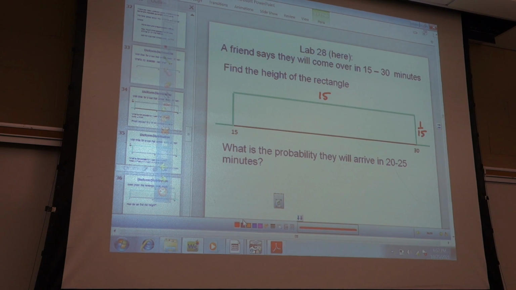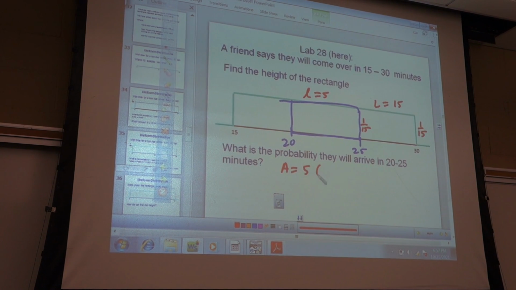Okay, so what did folks get for this 20 to 25 minutes? So let's see, 20 is maybe here, 25 is maybe there. Okay, so a couple things I want you folks to get used to. This is my big L. My big L is 15. This part here is just my little tiny L, my small length within the giant length. Do you see what I'm saying? What's my small length? 5. What's my height? 1 over 15. So my area will be my length times my height, my small length times my height. 1/3, or 0.333. Good? Okay.